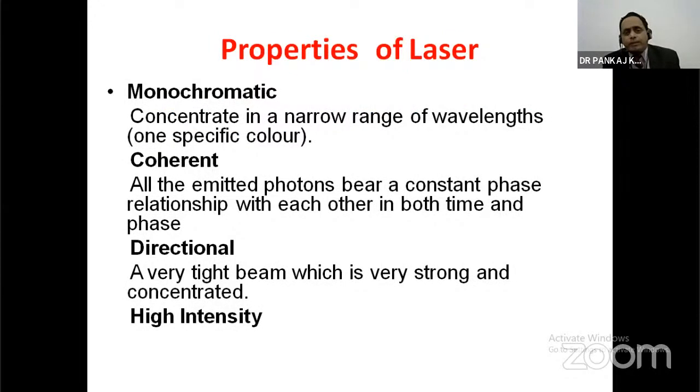So what are the properties of the laser? The very important properties are monochromatic, coherent, directionality, and high intensity. If you know about monochromaticity, mono means single and chromatic means color. Laser has a single color, a single wavelength. So a single wavelength is more useful in terms of the monochromatic wavelength. So single color, single wavelength is known as monochromatic.